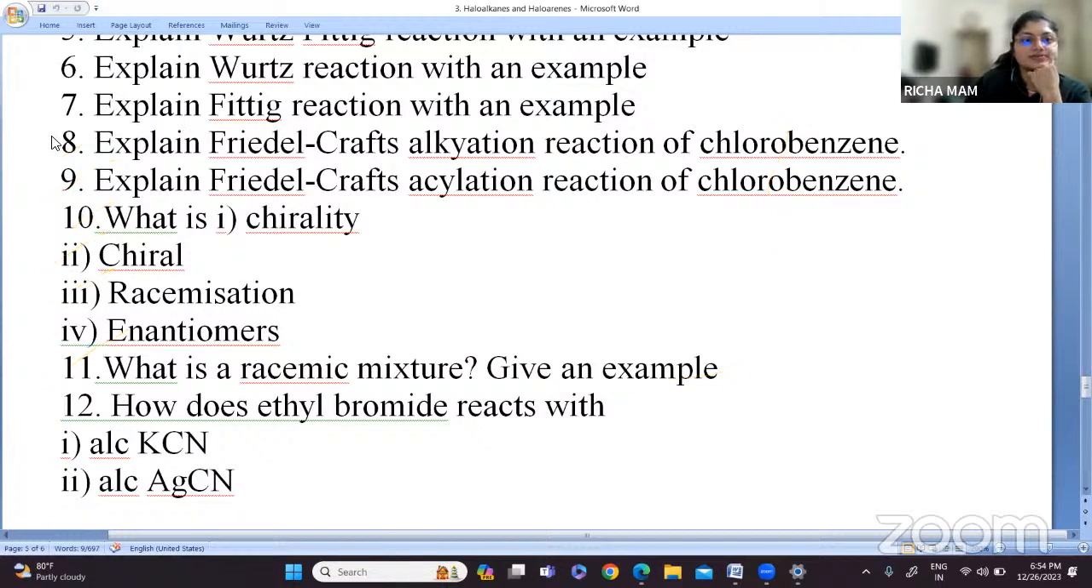So next, explain Friedel-Crafts alkylation reaction of chlorobenzene. I hope you are writing the things. Please write down the reaction. The reaction will be like this.